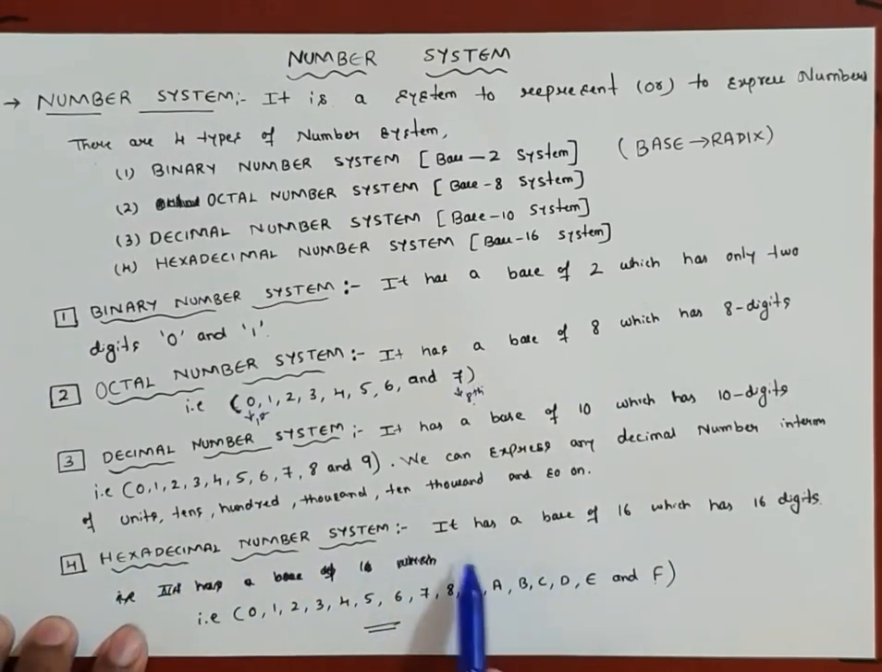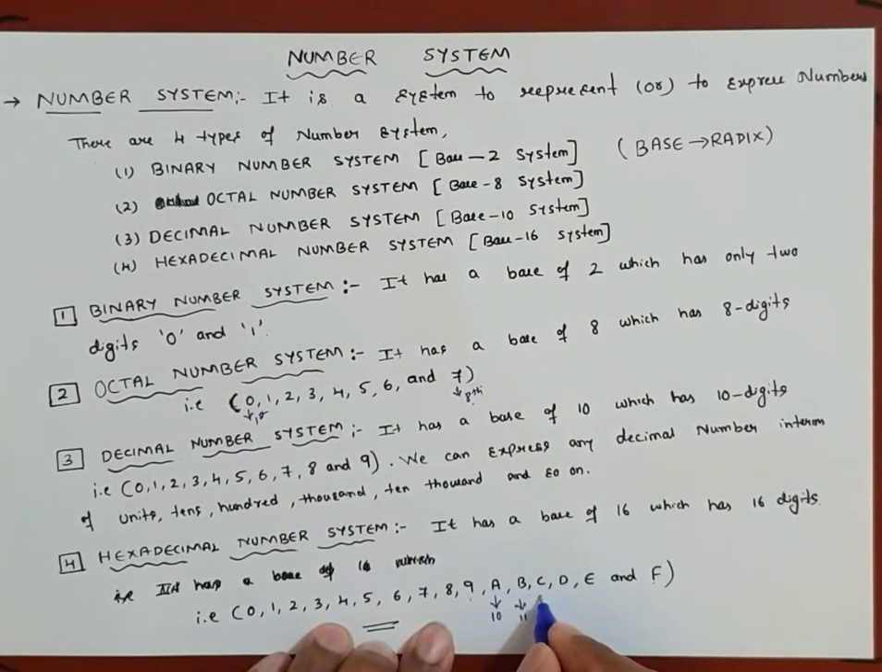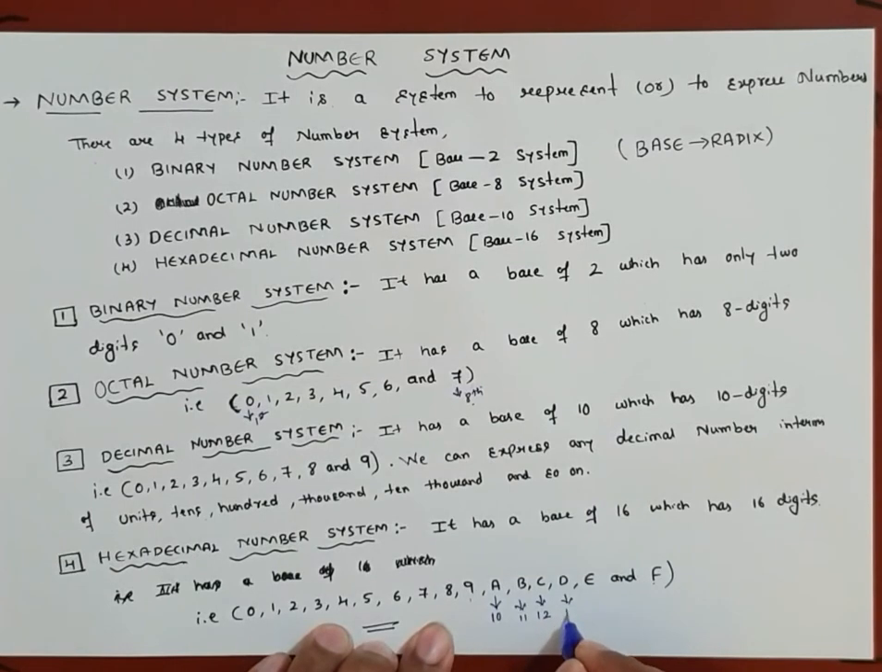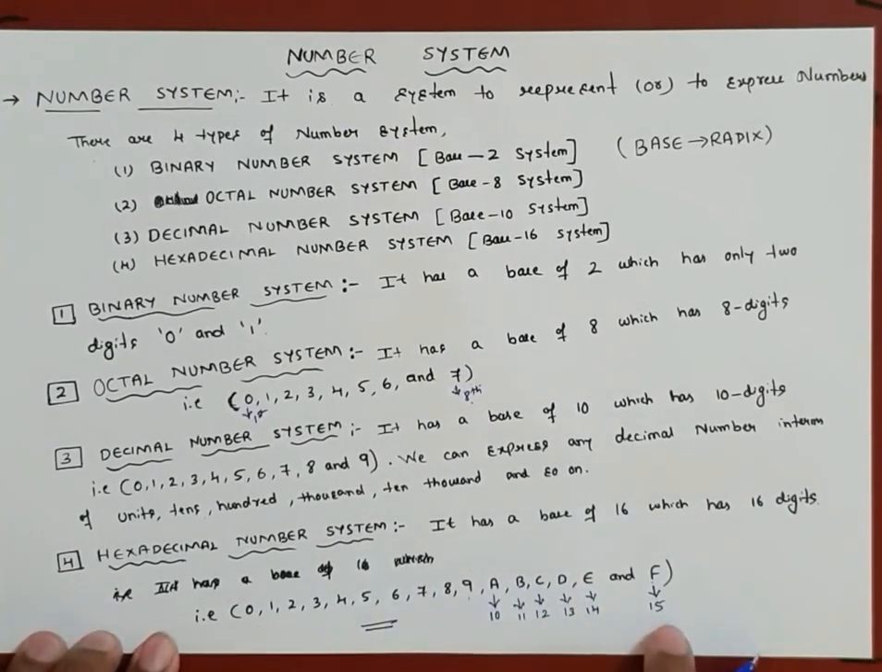So hexadecimal number system has a base of 16 which has 16 digits which start from 0, 1, 2, 3 and so on, then 9. After 9 there should be 10, but we can't use 10 here. Instead of 10 we are assigning A. B means 11, C means 12, D means 13, E means 14 and F means 15. That is 0 to 15 we are having 16 digits, where we are assigning 10 as A, 11 as B and so on.